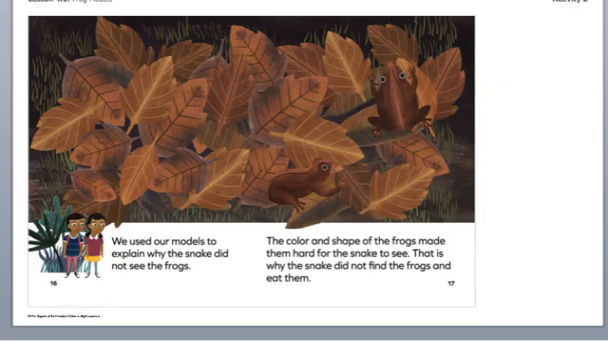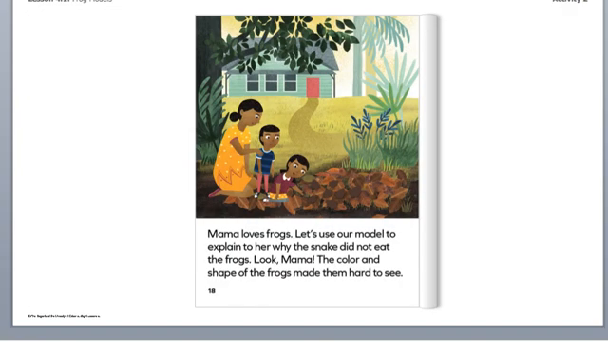We used our models to explain why the snake did not see the frogs. The color and shape of the frogs made them hard for the snake to see. That is why the snake did not find the frogs and eat them. Mama loves frogs. Let's use our model to explain to her why the snake did not eat the frogs. Look, Mama, the color and shape of the frogs made them hard to see.